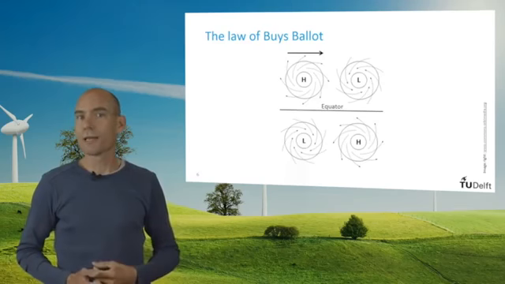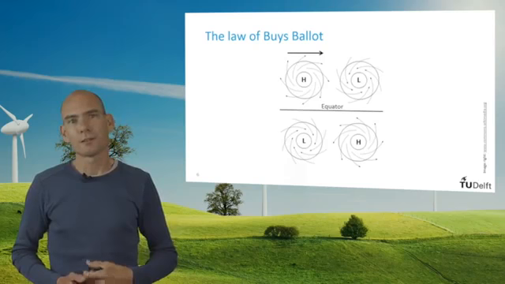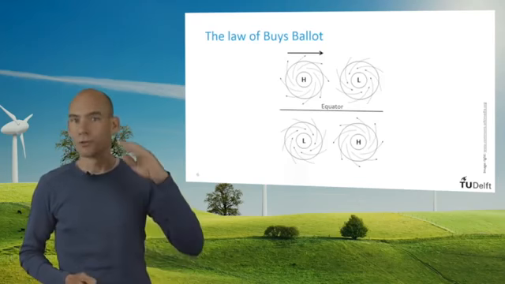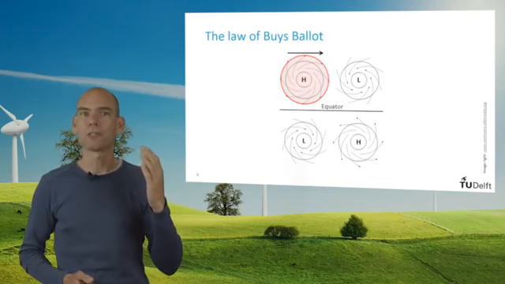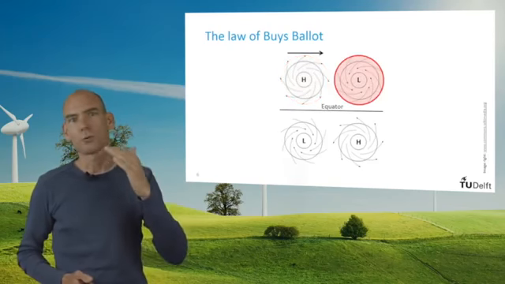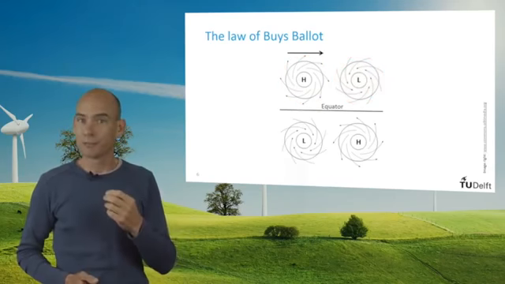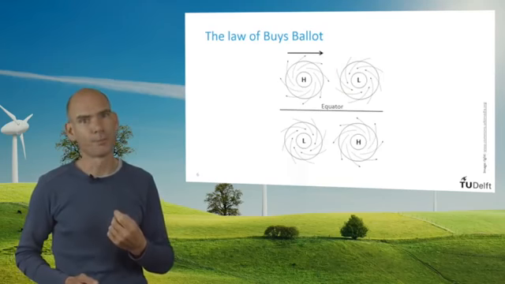If we were to look at the Coriolis force in more detail, we would find the law of Buys-Ballot. This law states that on the northern hemisphere, wind turns clockwise around high pressure regions and counterclockwise around low pressure regions. This explains our pattern of westerly winds in northwest Europe.